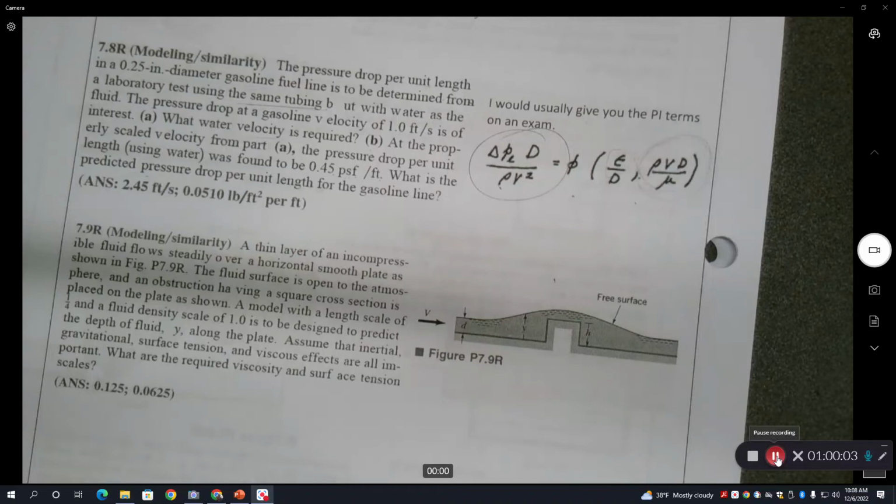Let's look for other problem types. Right here we go to a piping one.